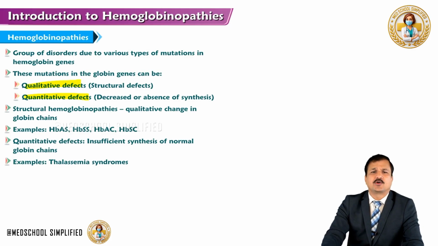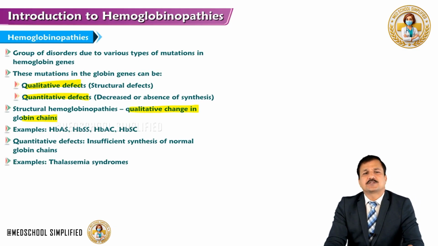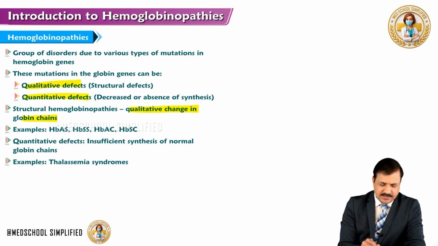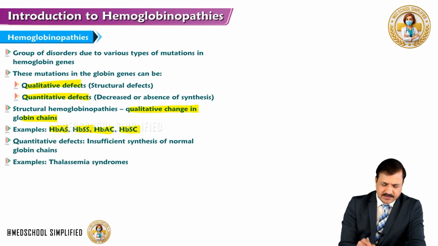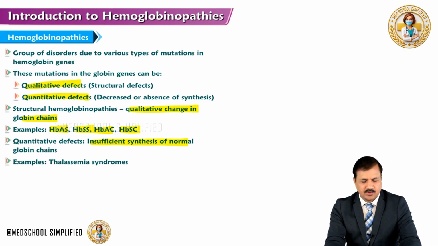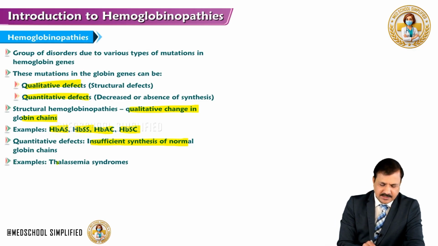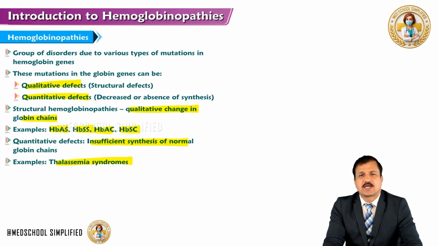Now, the structural hemoglobinopathies are the ones where a qualitative change in globin occurs. Examples of structural hemoglobinopathies are sickle cell trait, sickle cell anemia, HbC disease and HbSC disease. And the quantitative defects lead to insufficient or absent normal hemoglobin chains, and that includes thalassemia syndromes. The thalassemia syndromes are of two types: one is alpha thalassemia and the other is beta thalassemia.